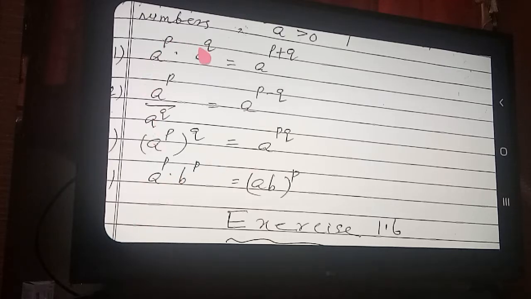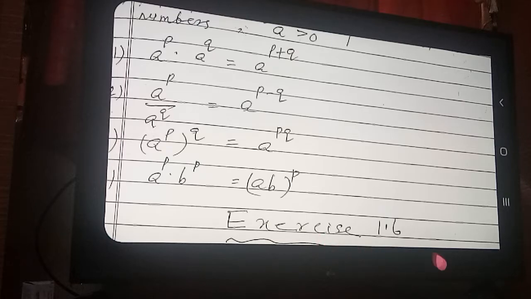Here you remember, the bases should be same, then you can apply the formula. Here the index should be same, then only you can apply the formula. Otherwise you cannot apply. Conditions are there; you have to learn them properly. Okay, now we can go to the exercise.